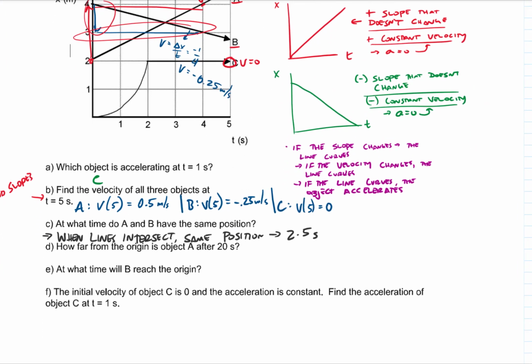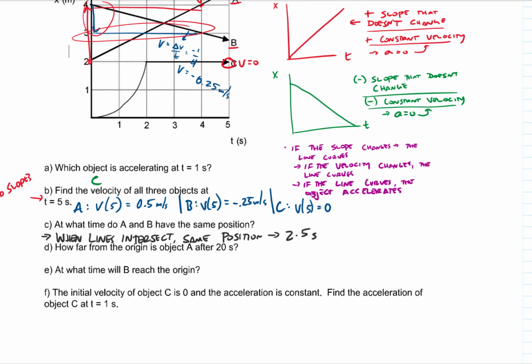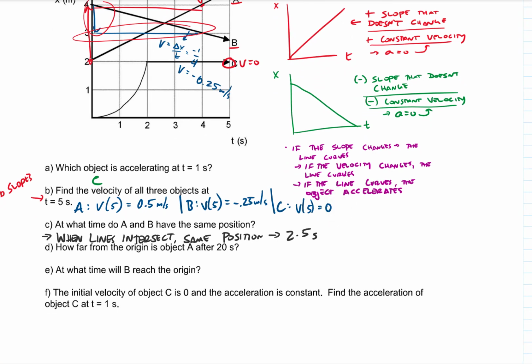How far from the origin is object A after 20 seconds? This graph only goes to 5 seconds, so we're going to have to look at the equation for the motion. The equation is x equals x initial plus velocity times time. That's just y equals mx plus b. I'm just substituting its values there. For object A, the initial position is 2 meters. The slope we found was half of a meter per second. We're going to multiply that by 20 seconds. We put that all in the calculator, and that gives me 12 meters.